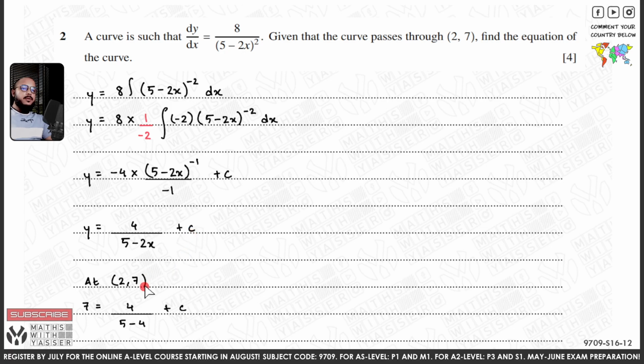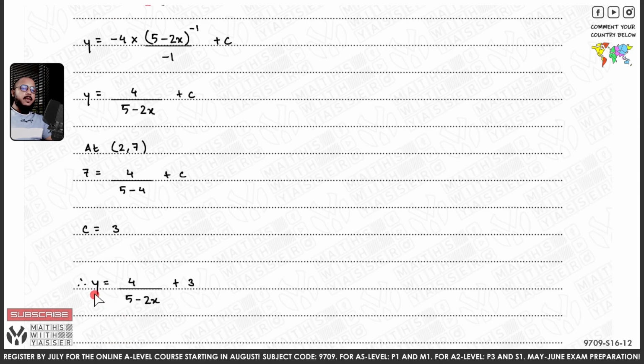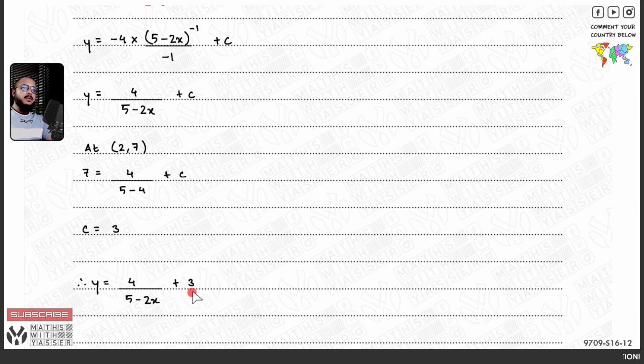Now, since we are provided with the point (2, 7), that means we can use this to find the constant c. So at (2, 7), we simply substitute these values. So 7 is equal to 4 over (5 minus 4) plus c. With the help of that, we get the value of c, which is 3. That means the equation of the curve must be y equals 4 over (5 minus 2x) plus 3.